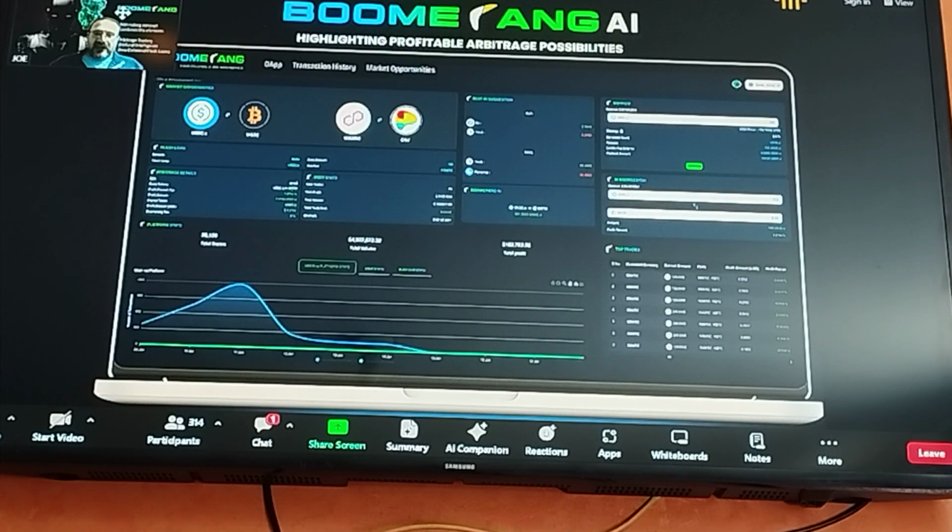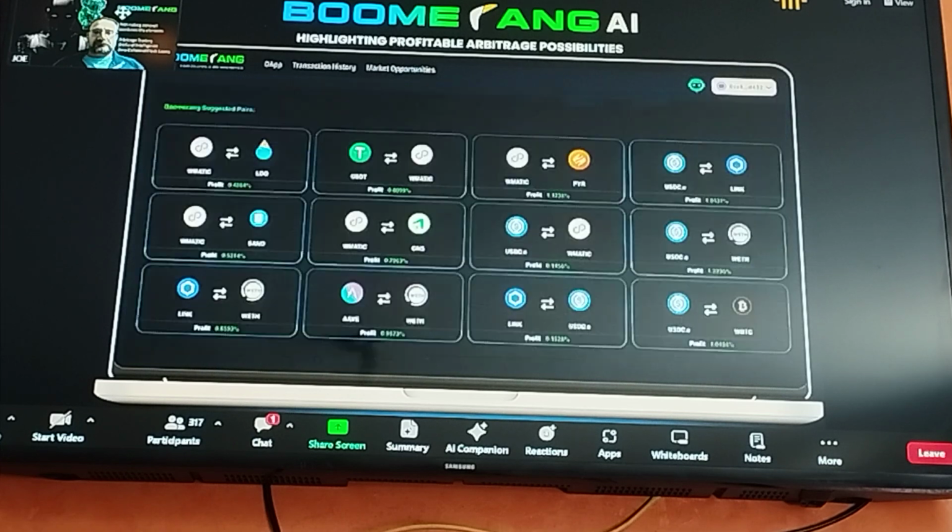This is the Boomerang dashboard. It's very, very user-friendly, very easy to read, very easy to understand. I've put my YouTube videos, my full playlist and everything in the chat. Please go and take a look. I've done tutorials for much, if not all, of the particular parts of the Boomerang platform. And you will see just how easy this is to use.